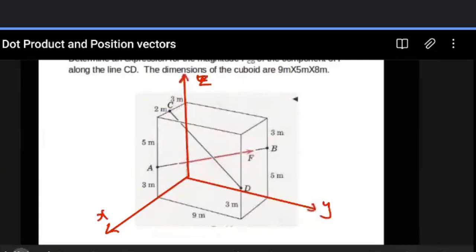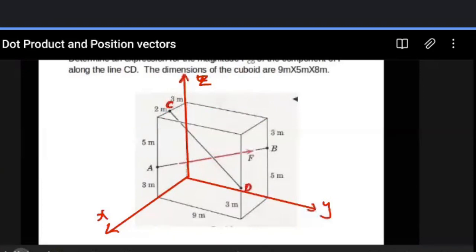Well, the two methods I demonstrated. In one method, you need the position, the coordinate of the point C and the coordinate of the point D. Now, one thing that you really have to understand here is where exactly is our point C and where exactly is our point D.